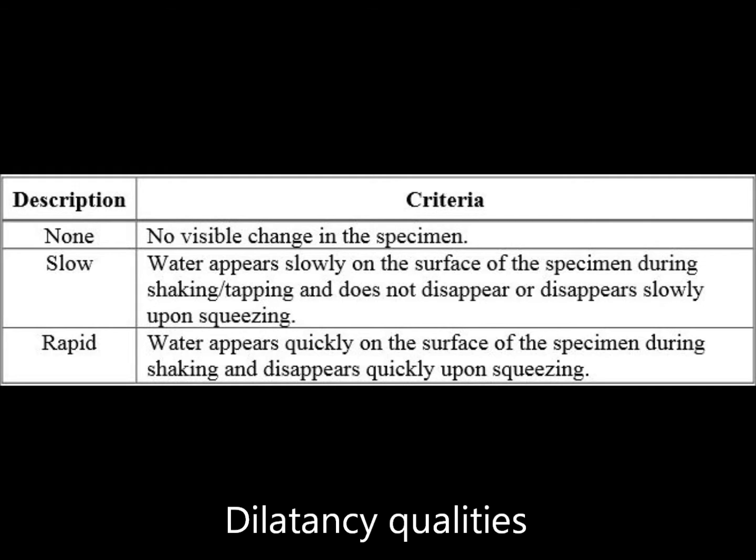A soil with rapid dilatancy is not able to hold on to its water, thus leading to its appearance on the surface. This would occur with silts. Clay, due to its ability to retain water, would contrastingly show no or very little dilatancy.